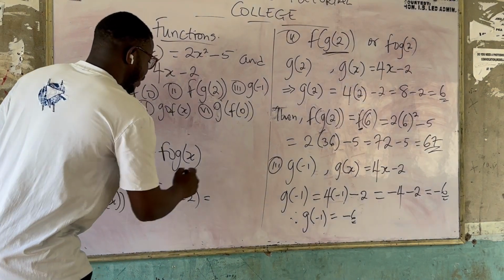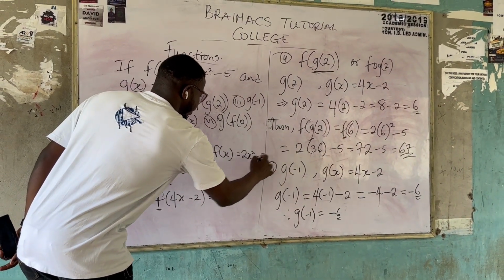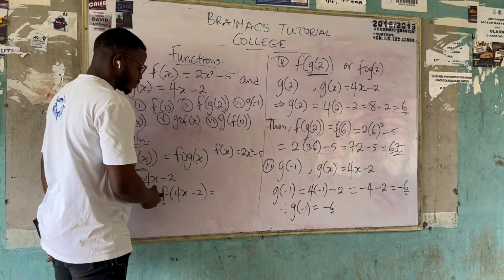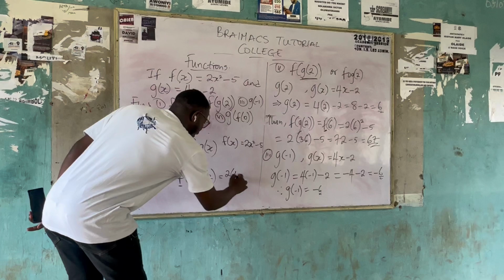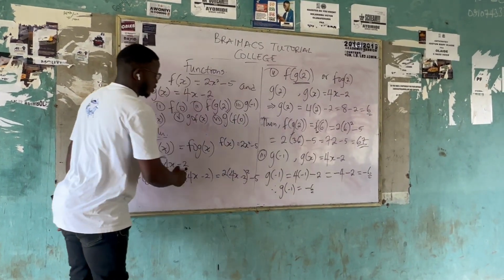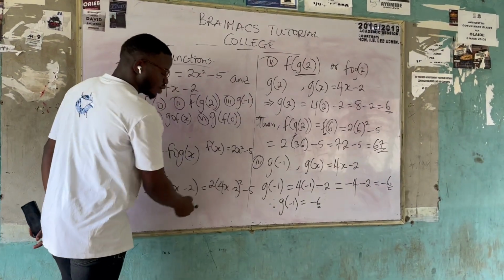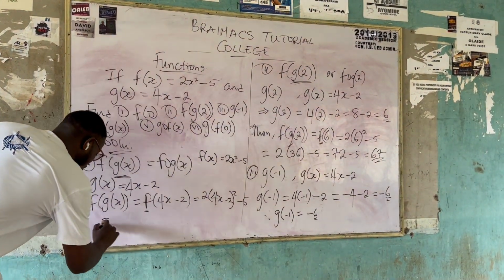And our f of x from the question is 2x squared minus 5. So this 2 is a constant, the coefficient of x squared. So we'll now write 4x minus 2 in brackets, we'll square it, minus 5. So instead of writing this x, we'll put 4x minus 2. Then the power of this x is 2. So from here we have 2.